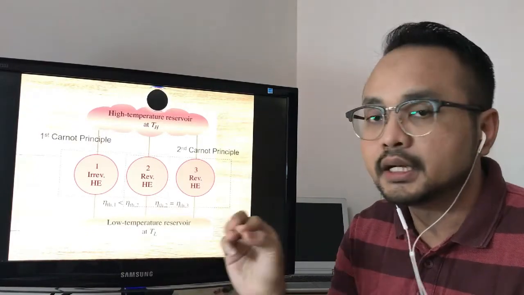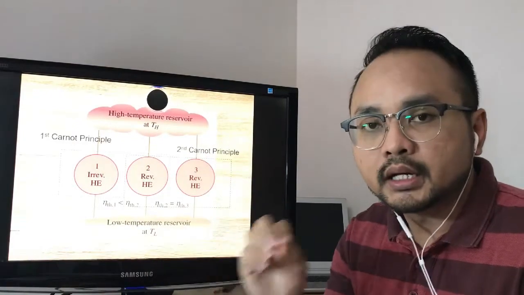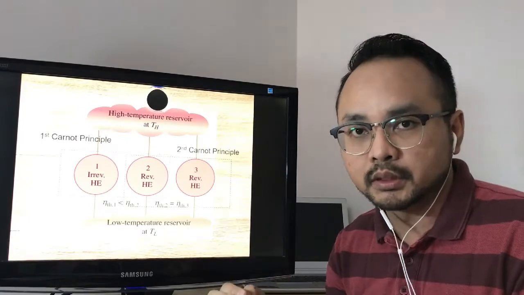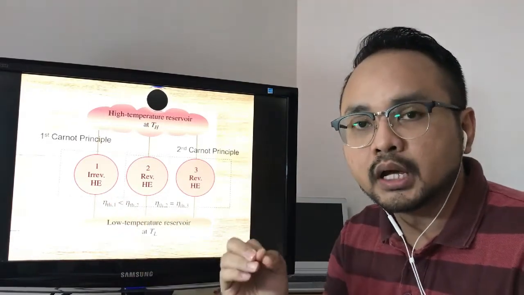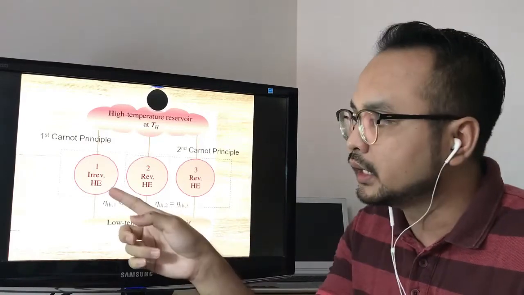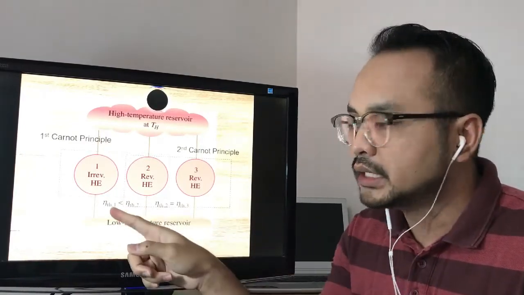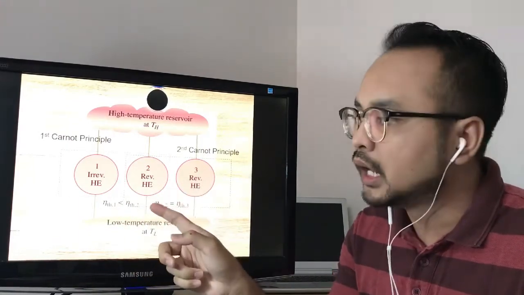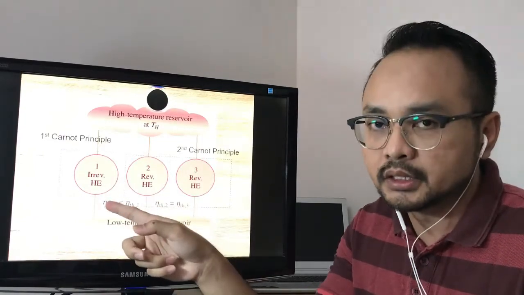If we have another heat engine that operates under the same reservoir, we can identify whether that heat engine is reversible or irreversible. First, we look at the first heat engine. After we measure its efficiency, it is identified that the efficiency is lower than the efficiency of the reversible heat engine, so this first heat engine is an irreversible heat engine.